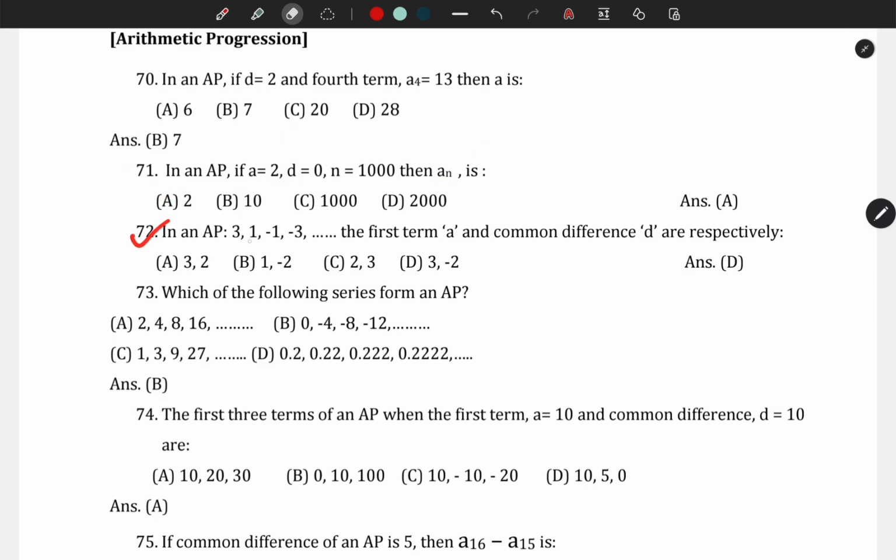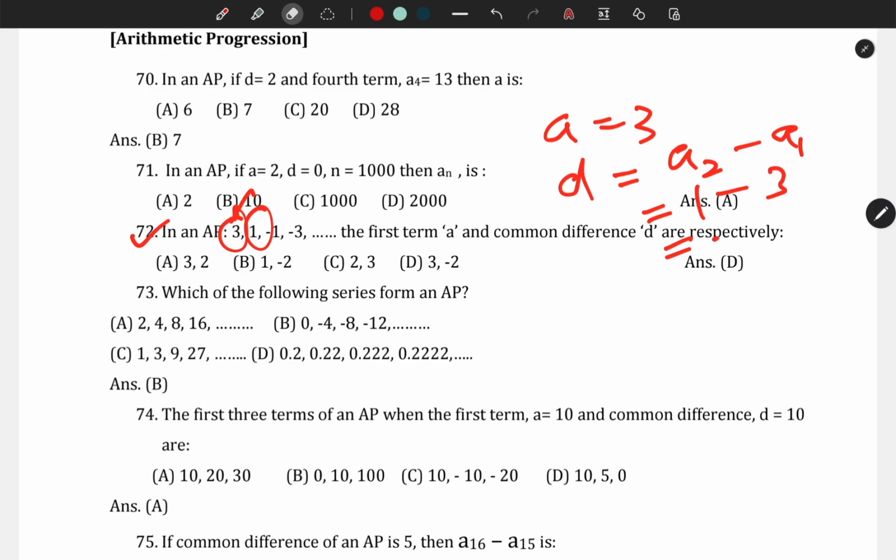72. In an AP 3, 1, -1, -3, the first term a and the common difference are respectively. So we have to find the first term. Now the first term is 3, so a is 3, and to find the common difference, we can write a2 minus a1, the second term minus the first term. Now the second term here is 1 minus the first term 3. 1 minus 3 makes minus 2. So the first term is 3 and the common difference is minus 2. So 3, minus 2 will be the correct option.